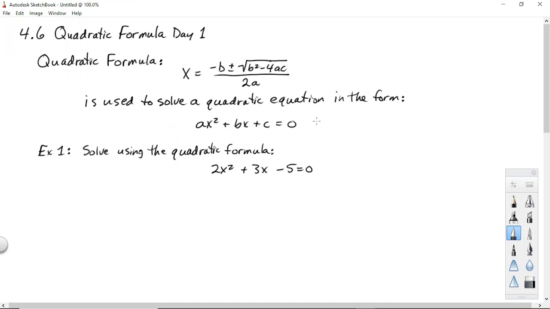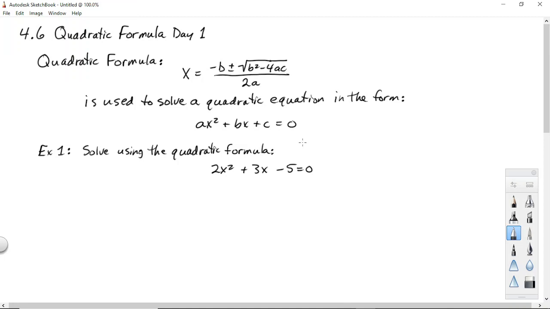And this is an alternate way of solving quadratic equations. What we've done before is we factored them and solved them that way, but that only works for equations that can be factored. Some equations cannot be factored. And so this quadratic formula will work for those. It will work for all quadratic equations, whether they can be factored or not.